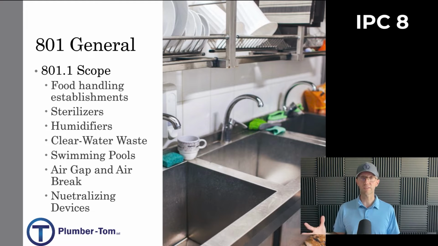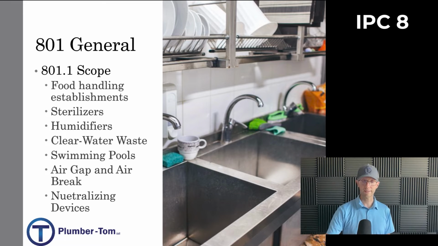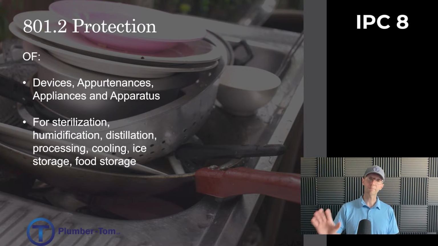That's the overview of this chapter, but these are some of the specific things or situations where we will apply indirect waste. 801.2 talks about this protection, and that's what this is all about, right? We're trying to make sure that we have those protections in place. What are we protecting? Here we have some of the things listed in 801.2. It is the protection of devices, appurtenances, appliances, apparatuses. They use a lot of those words, but I'm going to throw in there sinks and other fixtures because we see that listed in here.